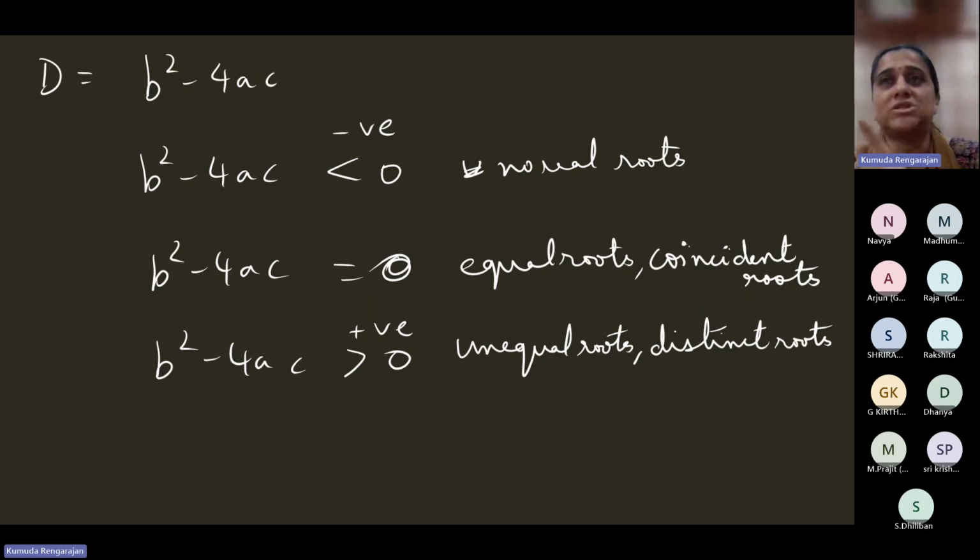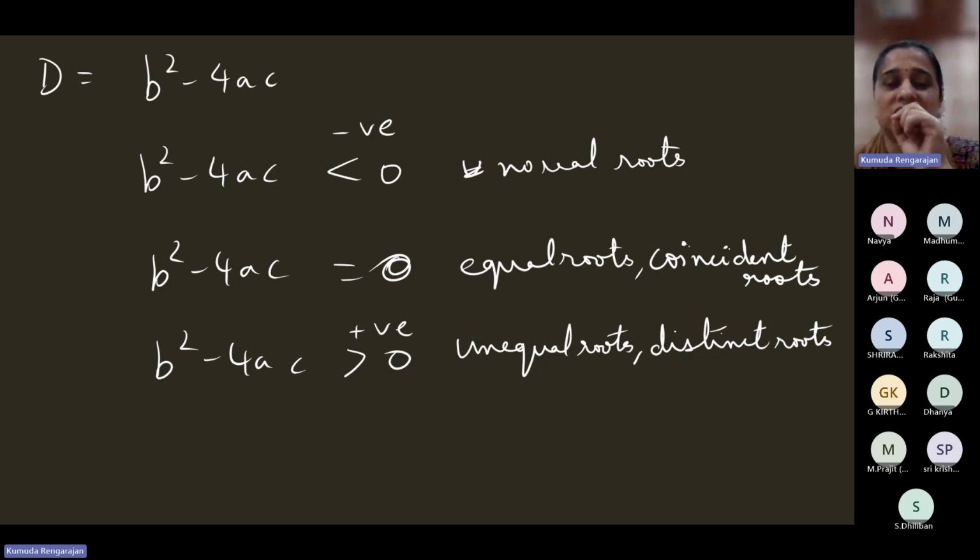So if the quadratic equation has one root or two equal roots, it will only touch the x-axis, because there is only one root. If the quadratic equation has two distinct roots, then the parabola will intersect the x-axis. It will cut the x-axis at two distinct points.